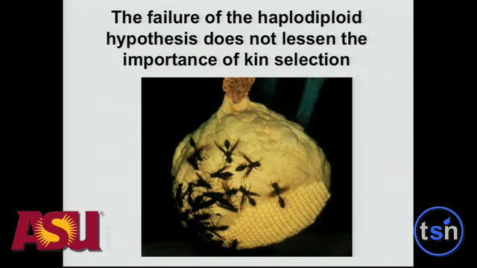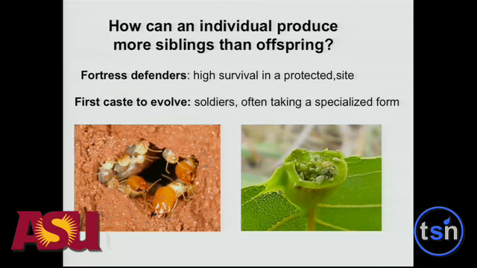This failure of the haplodiploid hypothesis of exaggerated relatedness doesn't mean that kin selection itself is not important. But it kind of changes the question. So what we then want to know is, well, how can you produce more siblings than offspring? What's going on? What is the fitness environment that causes this sort of thing to happen? And I'd like to argue simply that there are two general cases where this happened.